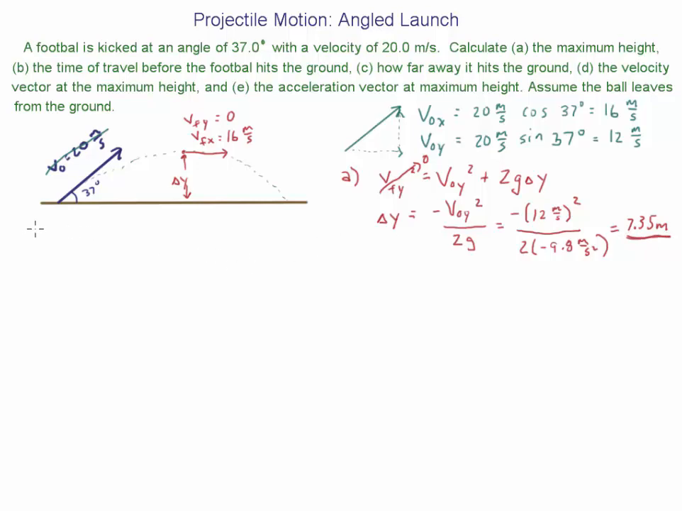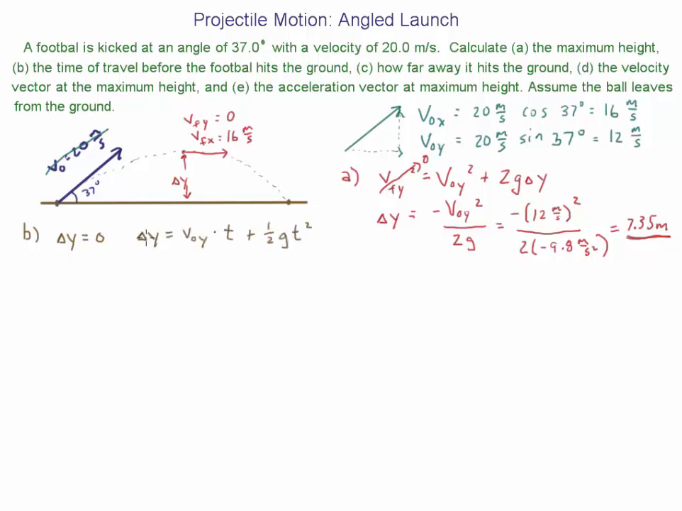Now what about part B? For part B, we're looking for the time of travel before the football hits the ground. If I start at the ground and I end up at the ground, this should look familiar from when we did our free fall stuff. My total delta y displacement is 0. Coupling that with the initial y velocity that we already have, and g, we can find t using the equation that looks like this.